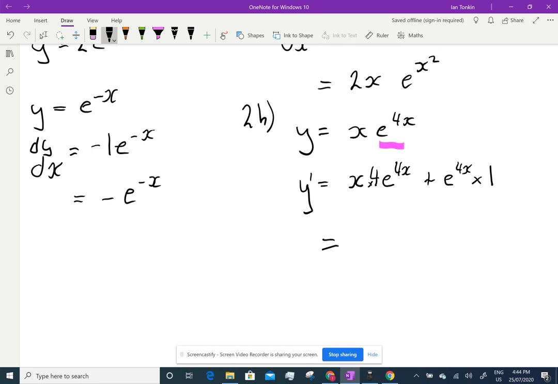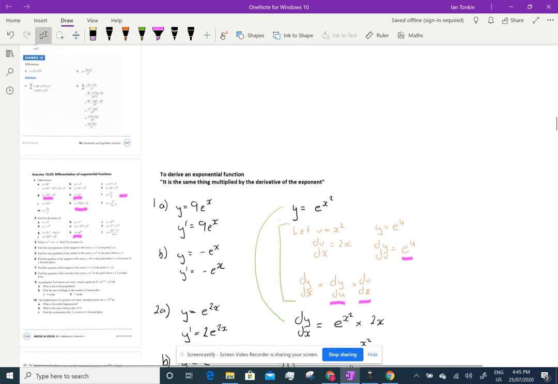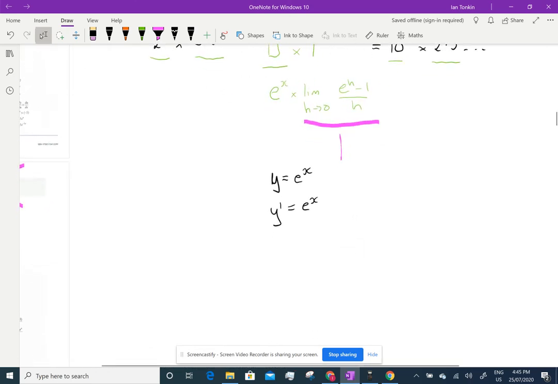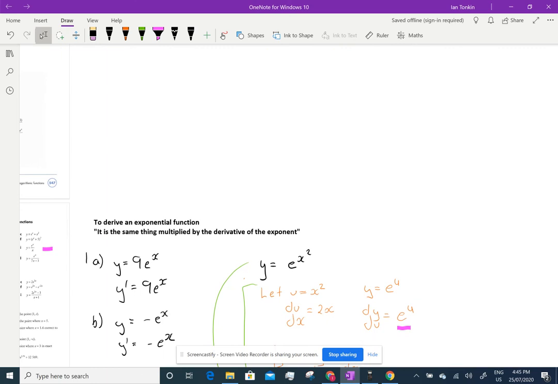Now, I'm going to factorise out e to the 4x. And when I take that e to the 4x out the front, I'm left with 4x and a 1. Okay? So you still have to use your product rules and your quotient rules and your chain rules and your function of a function rule or fat finger rule. But now you've got this added beautiful, beautiful derivative of an exponential function. And try and remember to say the words, the same thing multiplied by the derivative of the exponent.